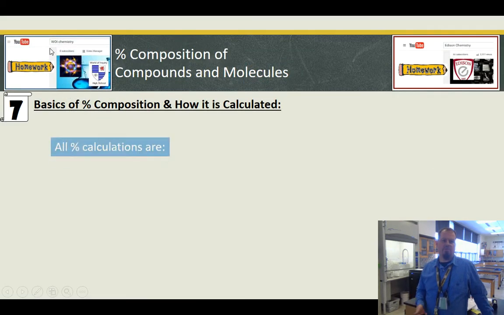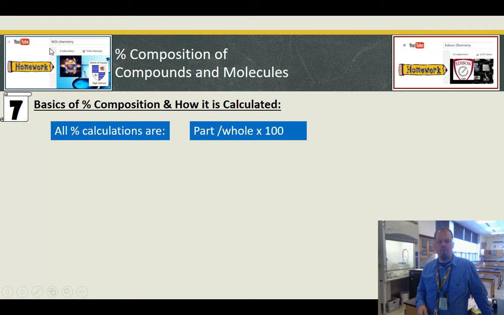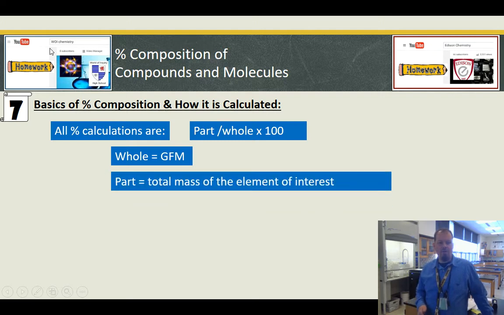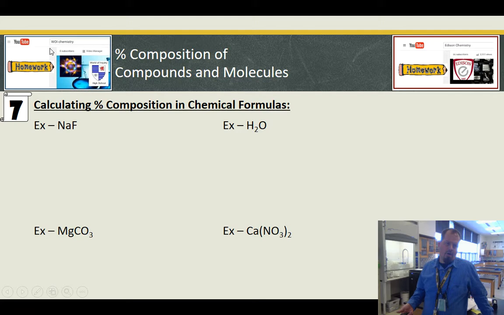So basics, right? Percent is always part over whole times 100. Percent students in uniform, part over whole times 100. Percent anything, part over whole. The whole in this case is going to be the gram formula mass, which we've learned to calculate. And then the part is just going to be the total mass of the element of interest. And then when we get into hydrates, it'll be of the water.